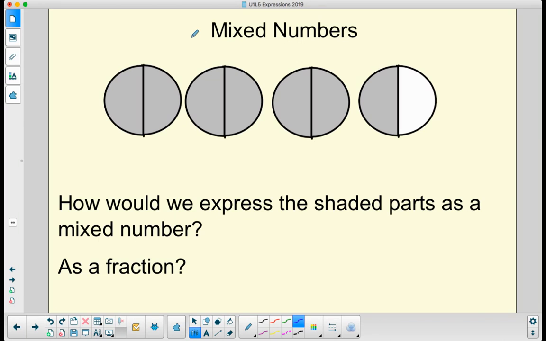All right, so more mixed numbers. How would we express the shaded parts as a mixed number? Well, what is shaded here? This is 1/2. This is a half. This is a half.